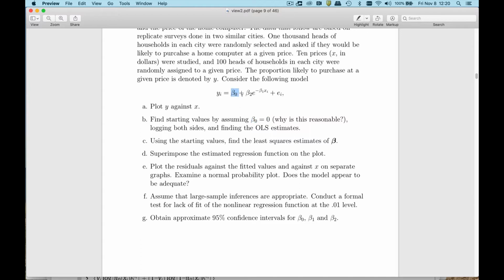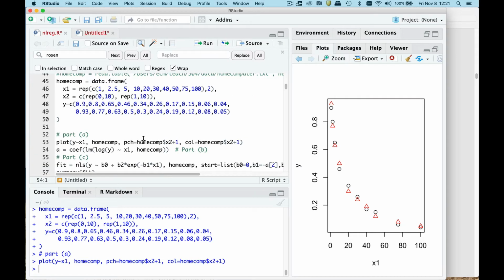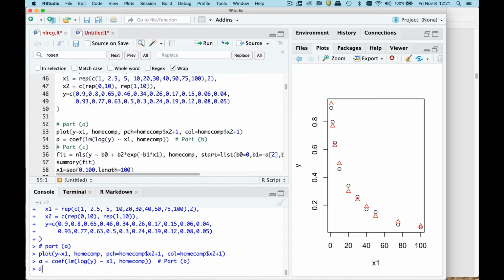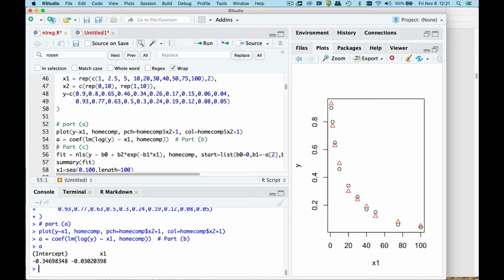Now, once you've set this to 0, it's pretty easy to linearize this. If I take the log of both sides, I get the log of y is equal to the log of beta 2, and then if I take the log of a product, this becomes a sum, so plus negative beta 1 times x. All right, so if we go over to R, I'm going to estimate just a simple linear regression where I regress the log of y on x. And so now I have some good starting values.